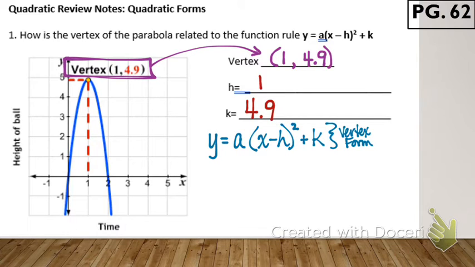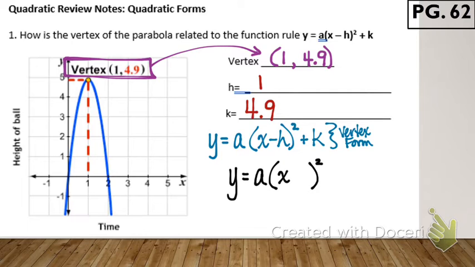Are there any of the pieces for this parabola right here that I know and I could substitute in? I can put in h, I can put in k. Do I know what the a value is? No. For right now, I'm just going to leave it as an a because I don't know what it is. I've got my parentheses with x in there, and I know it's going to be squared.